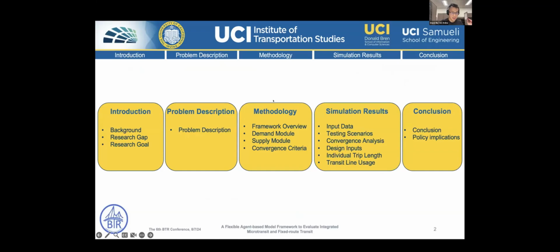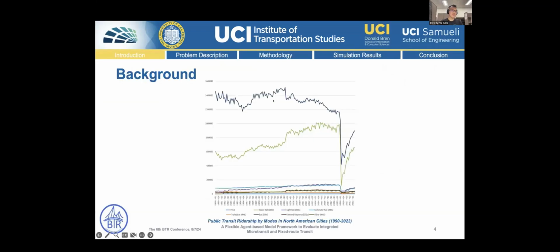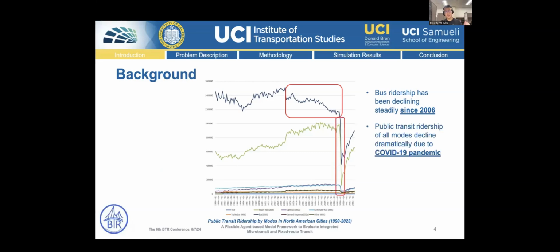So let's talk about the introduction first. The background of this research is that bus ridership has been declining steadily since 2006, especially during the COVID pandemic. There's a dramatic decline in bus ridership, almost all kinds of ridership from public transit. You can see in the graph, not just bus, but also heavy rail, light rail, all those kinds of modes from public transit. And after the COVID pandemic, public transit agencies have been struggling to regain their pre-pandemic ridership.